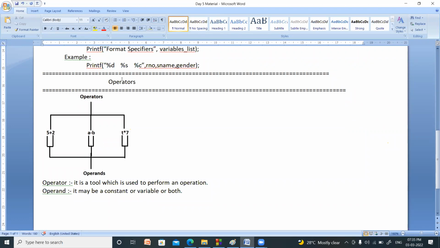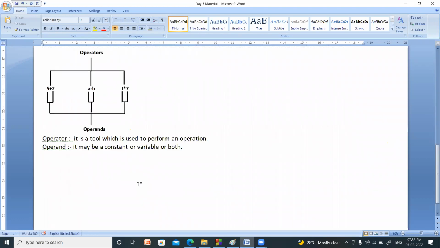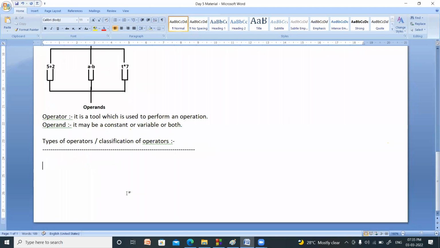Now, how many types of operators are there in C language? Types of operators, or classification of operators. There are actually 9 types of operators available in C language. Again, we can classify them into 3 types also. 3 types and 9 types, both are correct. What are the 3 types? What are the 9 types? I will explain.